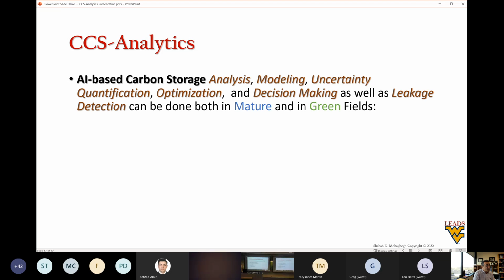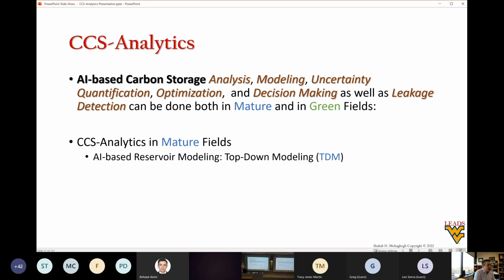There's information about it. So AI-based carbon storage, it's analysis, modeling, uncertainty quantification, optimization, and decision-making, as well as leakage detection of CO2 after the carbon capture. AI-based storage can be done both in mature fields and in green fields. In mature fields, we will be using a technology called AI-based reservoir modeling. It is called top-down modeling. Again, I have a completely different presentation on that if you're interested in.